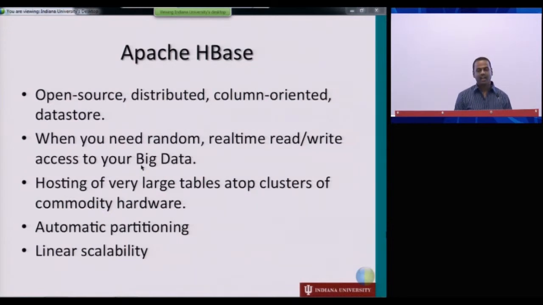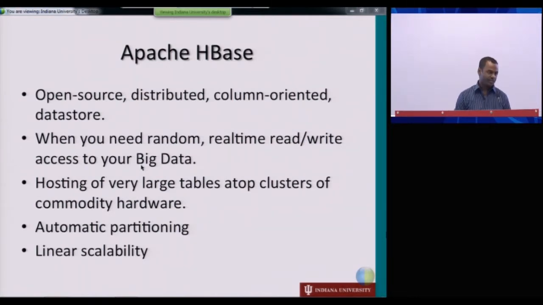HBase is ideal if you want to do random and real-time read and write access to your big data. If you don't need random read and write access, you can just use normal Hadoop HDFS, which supports sequential reads. But the good thing about HBase is you can do these real-time random reads and writes. HBase is really good at hosting very large amounts of data. When you talk about tables in HBase, we are talking about billions of rows and millions of columns, distributed across hundreds of instances.